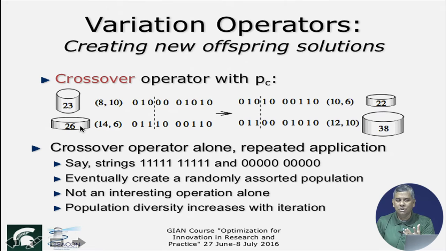Now, why is this better? I don't know. It could be that the 0-1 combination here makes the diameter small, in a range close to the optimum. That's why this is better. Why is this better? It could be the height here. These two in combination is good. That's why it is better. So now when I have the crossover, I can put both of them into one.